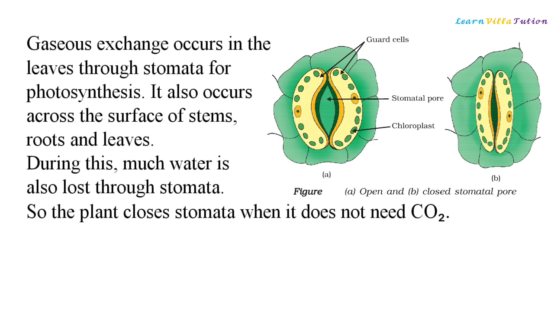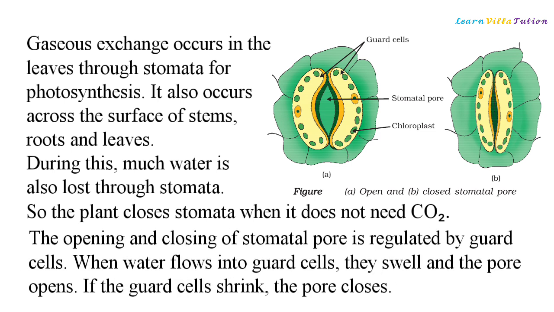Gaseous exchange occurs in the leaves through stomata for photosynthesis. It also occurs across the surface of stems, roots and leaves. During this, much water is also lost through stomata. So the plant closes stomata when it does not need carbon dioxide. The opening and closing of the stomatal pore is regulated by guard cells. When water flows into guard cells, they swell and the pore opens. If the guard cells shrink, the pore closes.